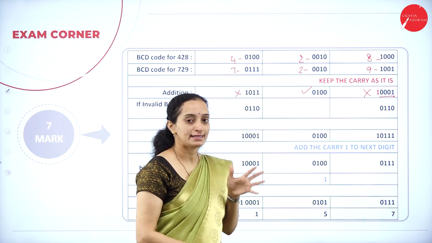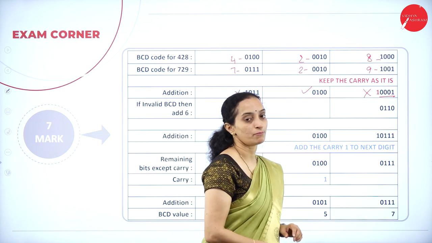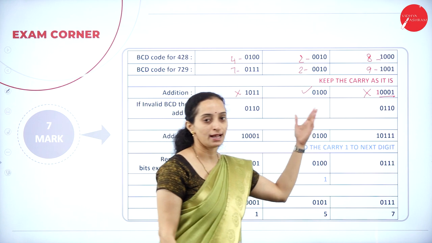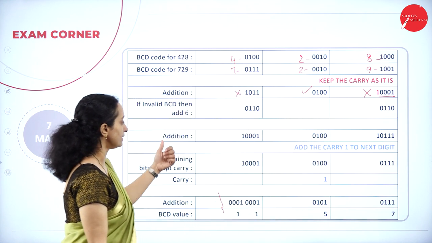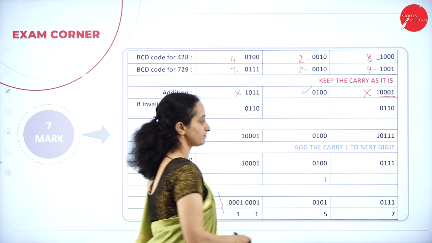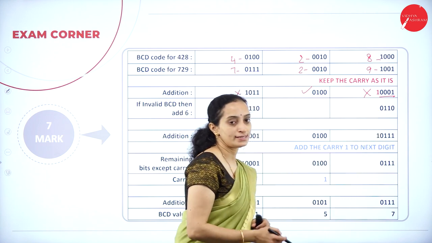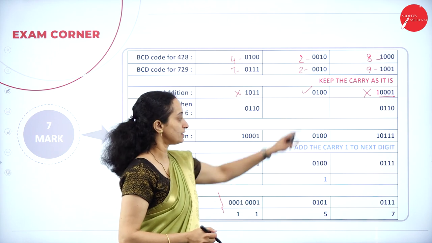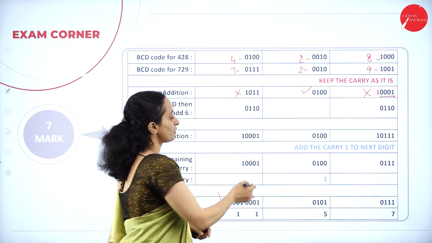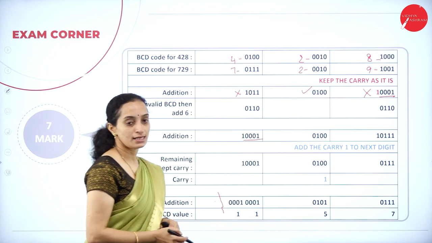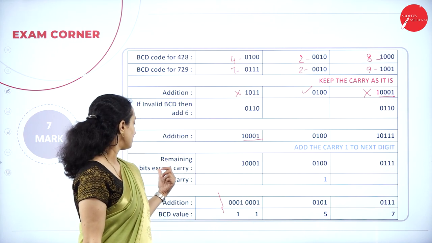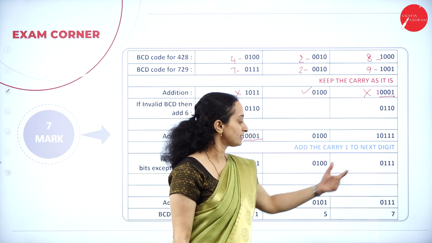So, again, it is not in the BCD form. Again, you have to add 0100 to that number. The next step is to make the addition of this. You will get 10111. It will be kept as it is. The third digit we will get is 10001. The next step is the remaining bits except the carry.